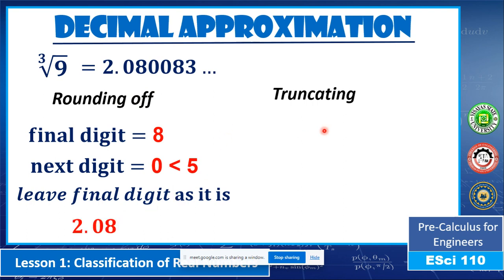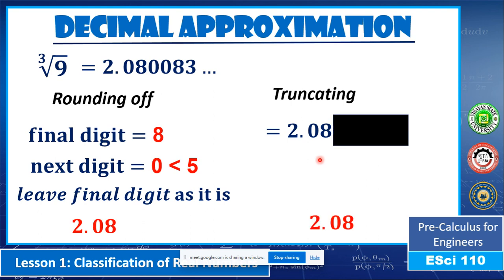How about truncating? Of course, simple lang yun. Ignore mo lang. So we have 2.08. Ignore mo lang yung the rest. Kasi hanggang 2 decimal places na tayo. So thankful tayo kasi yay, same na sila ng value ng rounding tsaka yung truncating. So magsi-same lang sila kapag yung condition pala ng rounding is less than 5.